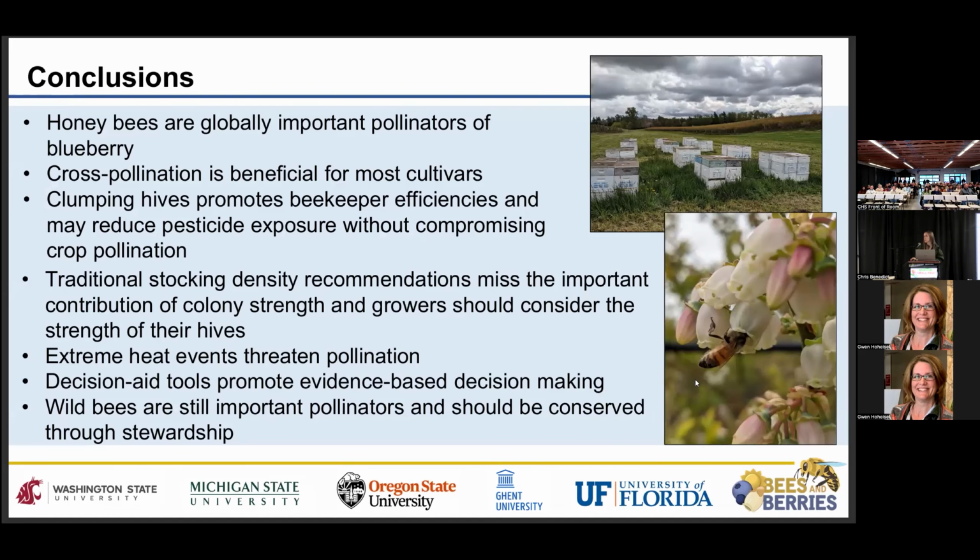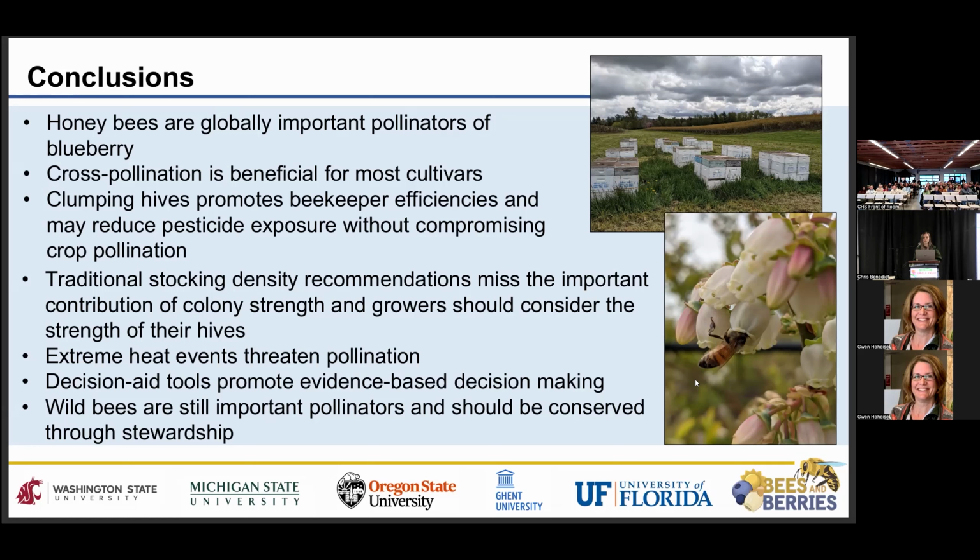So some conclusions, just general takeaways to summarize all this information. Honeybees are globally important pollinators. What we're seeing is cross-pollination is beneficial for most of our northern highbush blueberry cultivars. How that translates to the field and the magnitude of those effects is something that would be really interesting to look at from a research perspective. Clumping hives promotes beekeeper efficiencies, it increases bee activity, and it may reduce pesticide exposure without compromising crop pollination. And when it comes to stocking densities, our traditional recommendations of hives per acre really are missing the important contribution of colony strength.